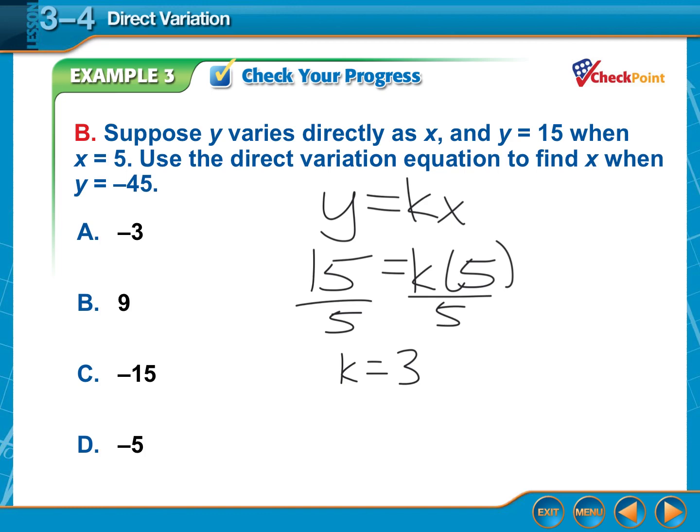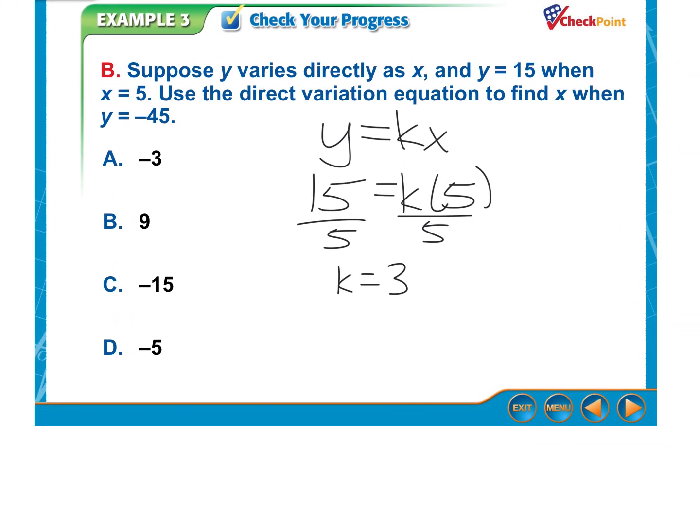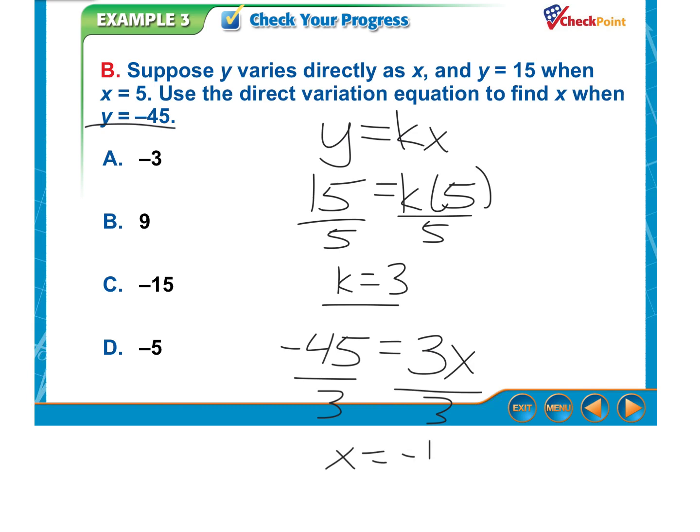What do you think we do once we find this k? Plug it back into the equation, with our new y. Okay, so we have our k and our y. So our y is -45 equals 3x, because we're trying to find that x. Does this make sense? Yeah. Okay, now divide by 3. What is -45 divided by 3? -15. So we would get -15. So once you find that k and it wants you to find the other variable, just plug it back in.